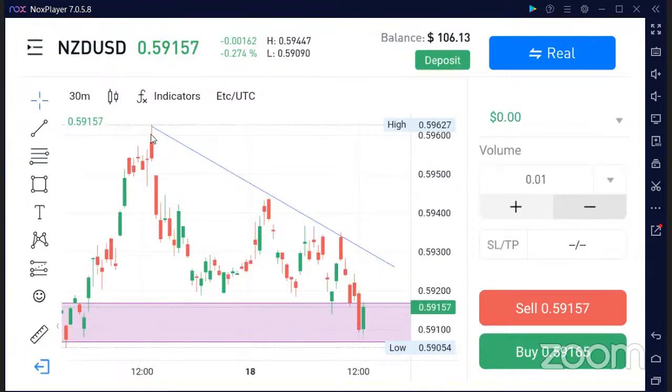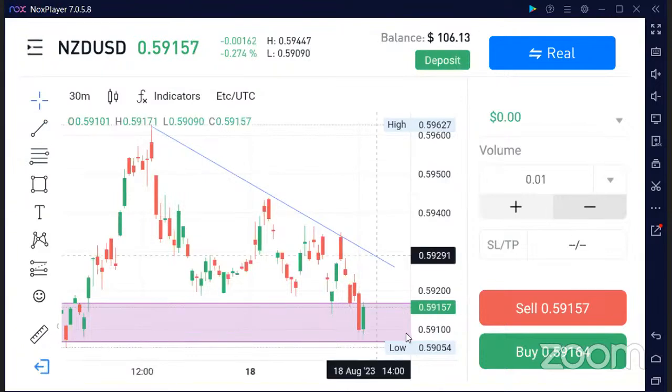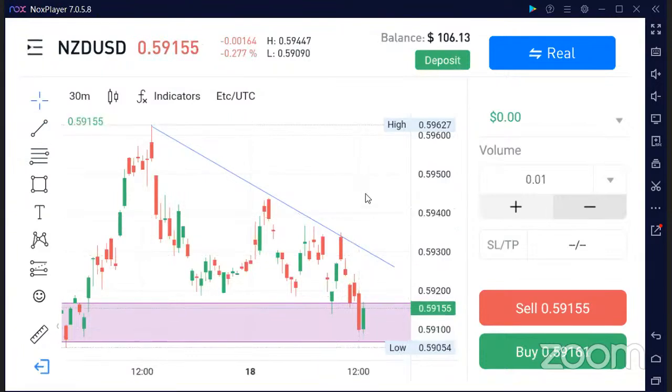then it gives us a rejection, which is a reject candle. Then we want to place an order for a sell, because the market is still in downtrend.